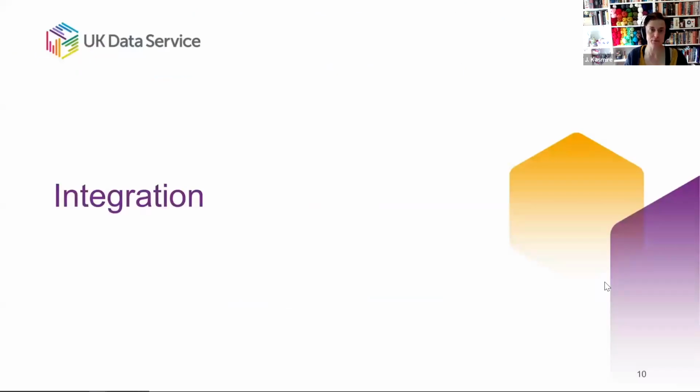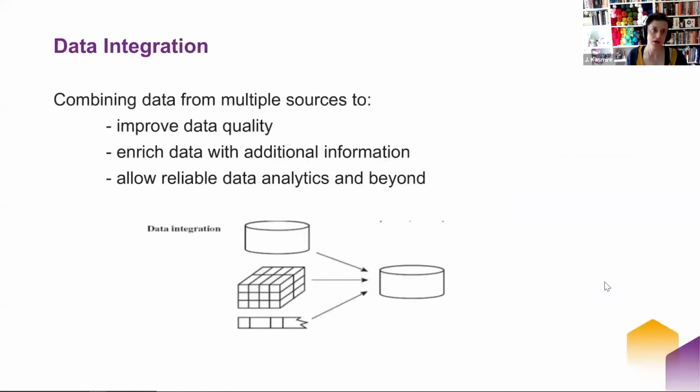So that's just a little bit about data pre-processing as a big concept. Now onto the first main topic contained within data pre-processing, which is integration. Data integration is about combining data from multiple sources, and it can be done to improve the quality of the data, to enrich the data with additional information, or to allow reliable data analytics. And there are more reasons, but these are the main reasons.